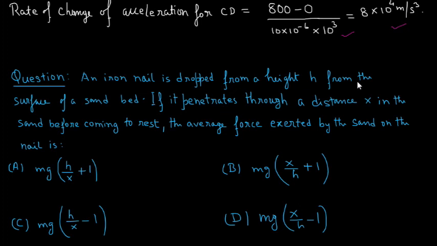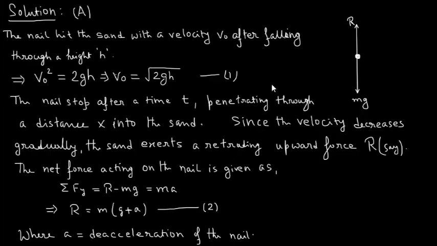Next question is, an iron nail is dropped from a height h from a surface of sandbed. If it penetrates through a distance of x in the sand before coming to rest, the average force exerted by the sand on the nail is: option A, mg (h upon x plus 1); B, mg (x upon h plus 1); C, mg (h upon x minus 1); D, mg (x upon h minus 1). The solution is A. Let us see how it came.